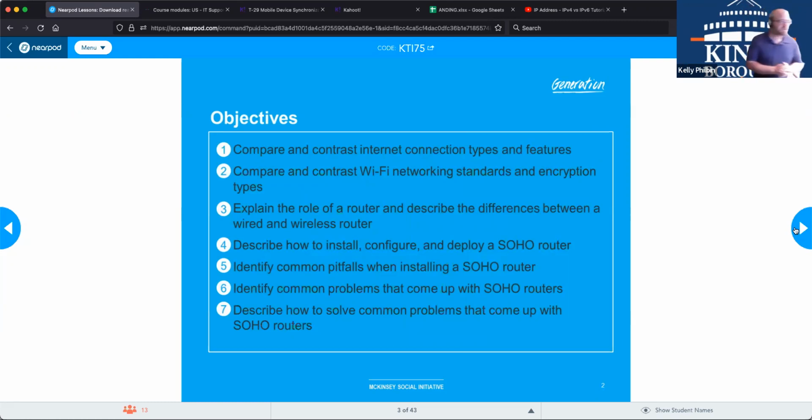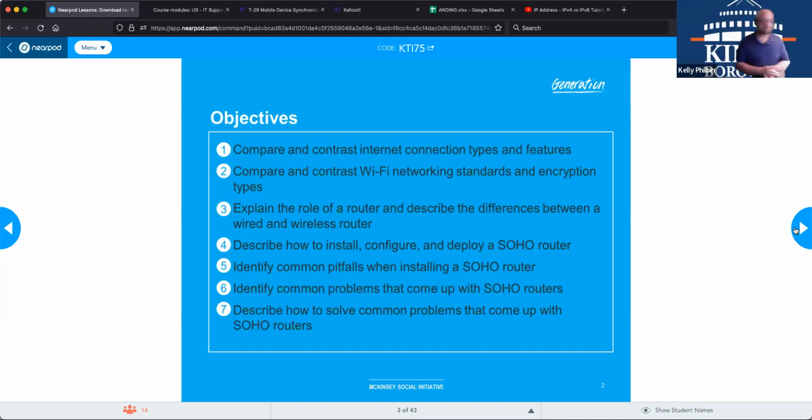Our objectives for this particular technical session are going to be discussing, comparing and contrasting the different ways in which we can connect to the internet. There's a pretty good variety of them, and we're going to be talking about each one to a degree. We're going to be comparing and contrasting Wi-Fi networking standards and encryption types. So we're going to start working into the encryption world just a little bit on that. We're going to explain the role of a router and talk a little bit about the differences between a wired and wireless router.